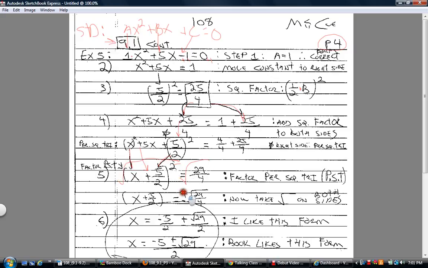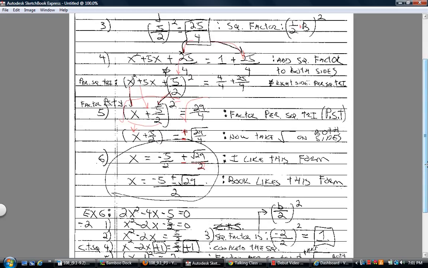And don't forget the plus or minus when you do that. I always have a tendency to forget that. Put the plus or minus. When you take the square root on both sides, what drops down? The base. X plus 5/2 equals plus or minus square root of 29/4. Okay, now your goal is to isolate the x variable. So we minus 5/2 on both sides of the equation, and we come down to -5/2 plus or minus the square root of 29 over 2.